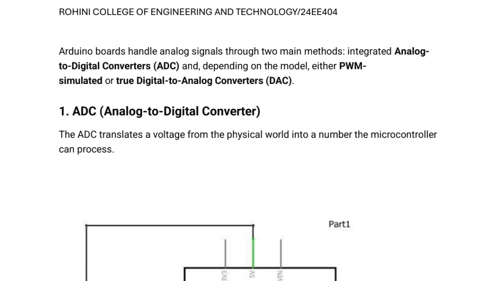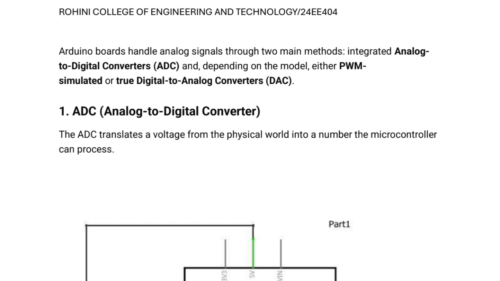Dear students, now we are going to discuss analog to digital converters and digital to analog converters, that is, interfacing with Arduino. Whatever the project, while connecting these Arduino boards with some application, we need some conversion. That means we can integrate the Arduino with ADC and DAC. So now we are going to discuss how we can integrate Arduino with ADC and DAC.